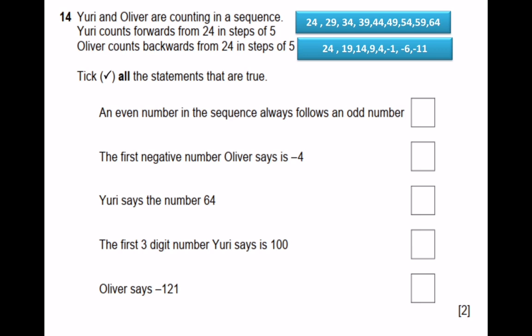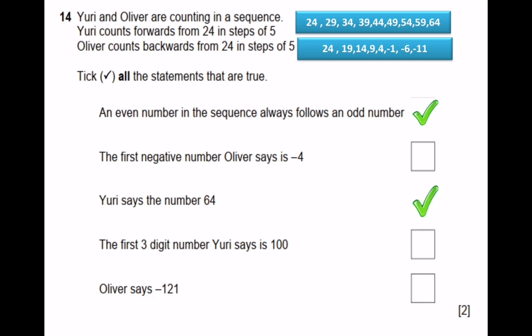Also 24 minus 5, even, odd, and so on. So that's why, yes, it's correct that an even number in the sequence always follows an odd number. The first negative number Oliver says is -4. No, after writing a few numbers in the sequence, it's not -4. It didn't come, -4. Yuri says the number 64. Yuri said it. Yes, correct.